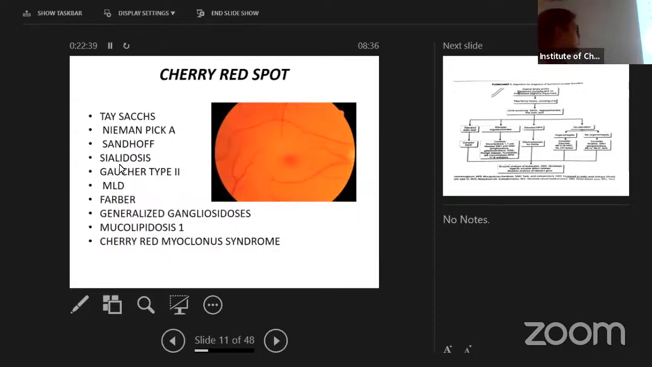This is the table which shows in which diseases the cherry red spot is present, and it can be remembered by the mnemonic: cherry tree never grow in a muddy sand. Cherry, C for cherry red myoclonus syndrome. Cherry tree for Tay-Sachs disease. Never, Niemann-Pick type 1 disease. Never grow, G for Gaucher type 2 and generalized gangliosidosis. Muddy sand, M for metachromatic leukodystrophy and mucolipidosis type 1, S for sialidosis and Sandhoff disease. Apart from these, one is left, that is Fabry disease.